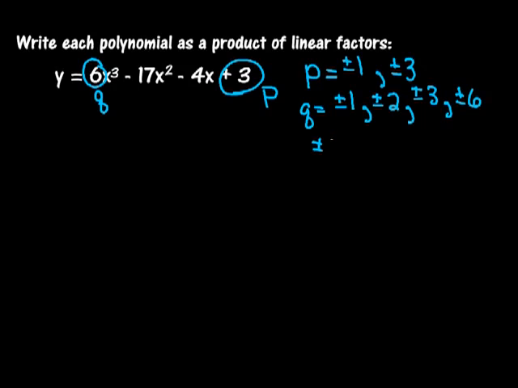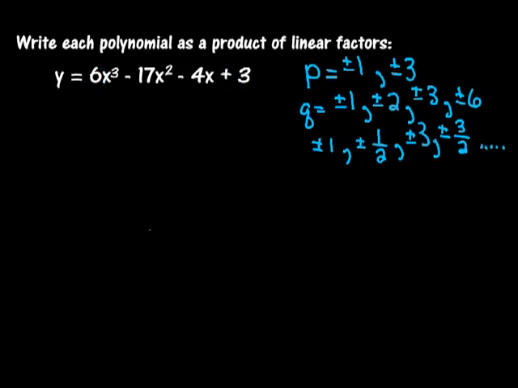It's going to be plus or minus 1, plus or minus 1/2, because 1 divided by 2, plus or minus 3, plus or minus 3/2, because that's 3 over 2, and so on. So I think you see where this is going, okay? So I'm going to use synthetic division to figure out which one of these is my 0.